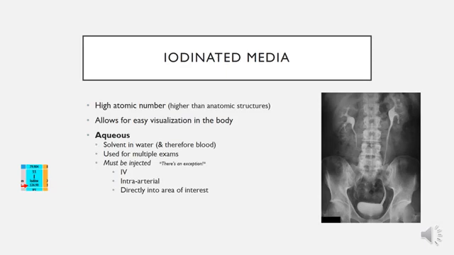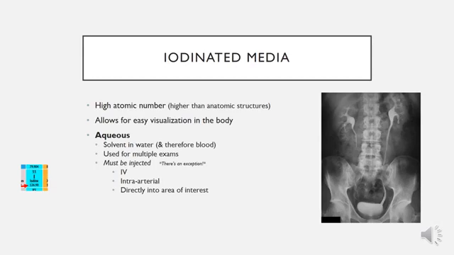So if we look at this KUB, we see that there's iodinated contrast within our kidneys, ureters, and our bladder. And notice how it is brighter than our bones because iodine has a higher atomic weight than our bones, than calcium.